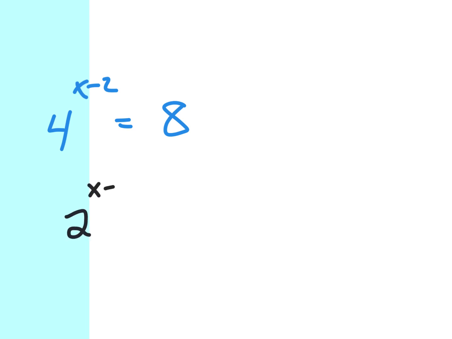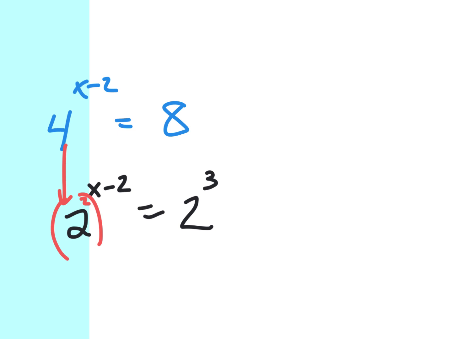So I'm going to do something that a lot of kids do wrong right here. 2 to the x minus 2, 2 to the 3rd. The problem is you just changed 4 to 2. Is 4 the same as 2? No. So if you said 2 squared is 4, now it's right.